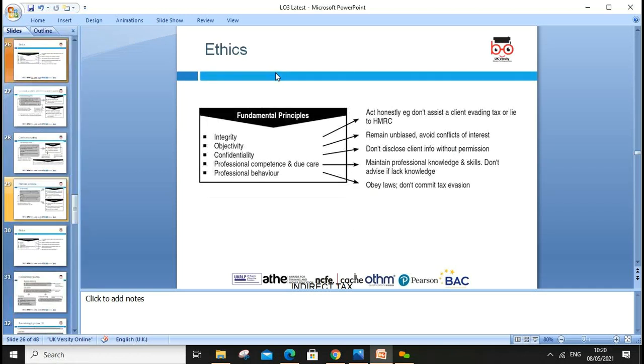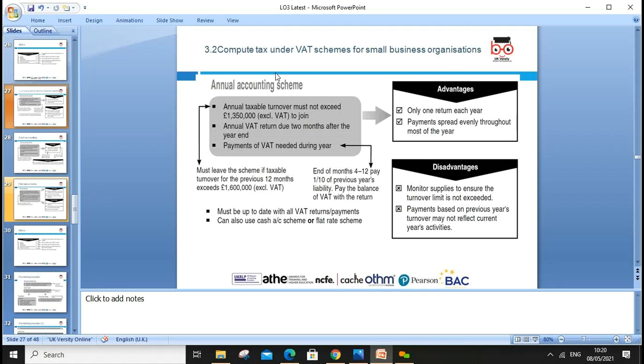Any questions? Okay, then we have discussed ethics, and now we have 3.2. We need to calculate under the VAT schemes for a small business organization.